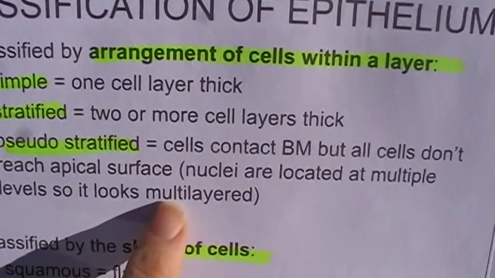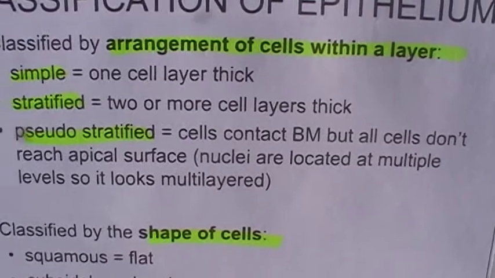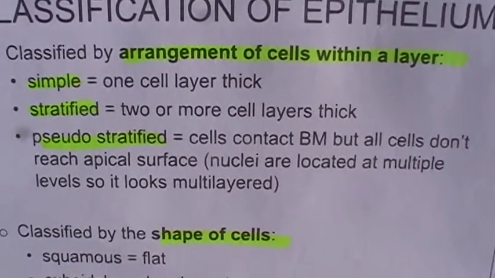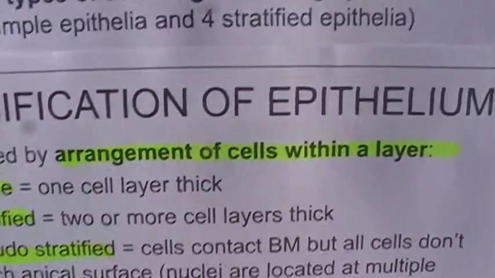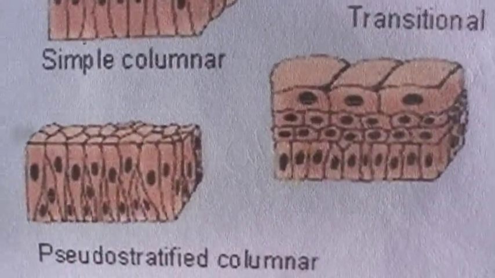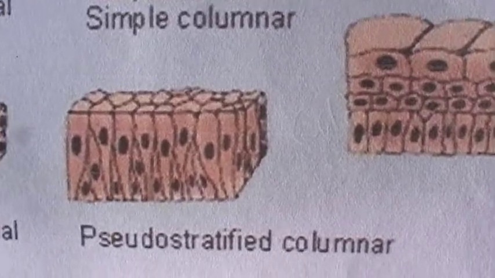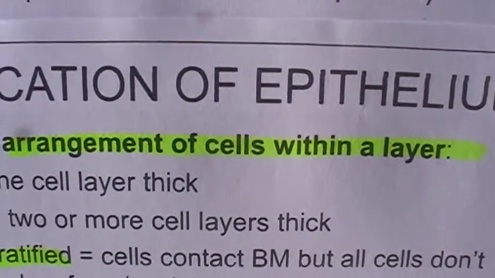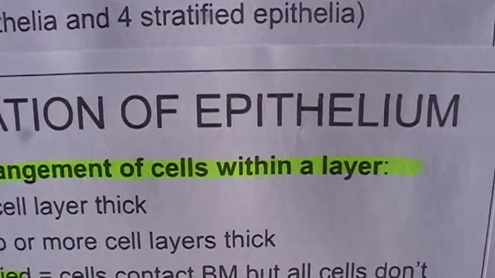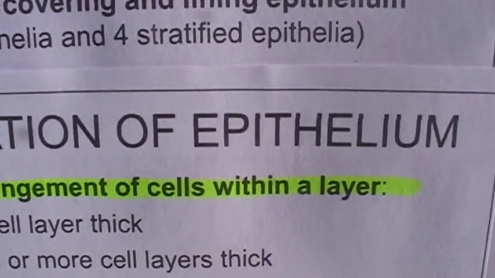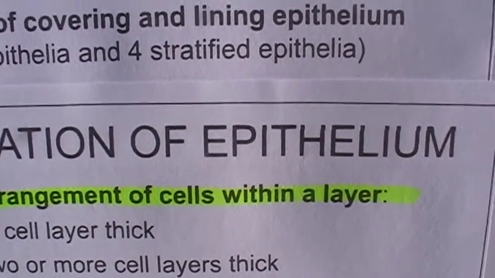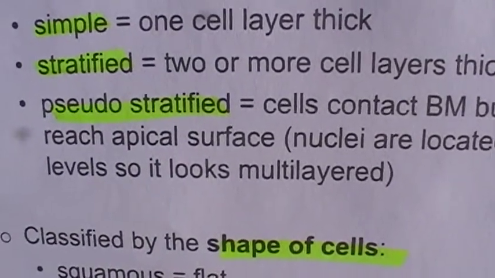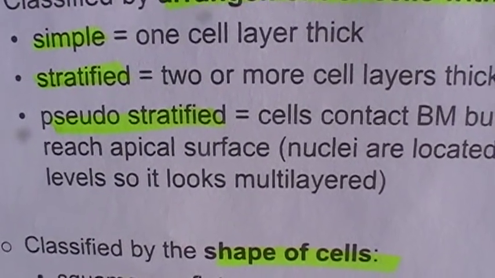In this one, the cells contact the basement membrane, but they don't reach the surface. The nuclei are located at multiple levels, so it looks multi-layered, but it's actually not multi-layered. So it's classified by the arrangement of cells within a layer. How else is it classified? It's classified by the shape of the cells. What are the different shapes of cells?